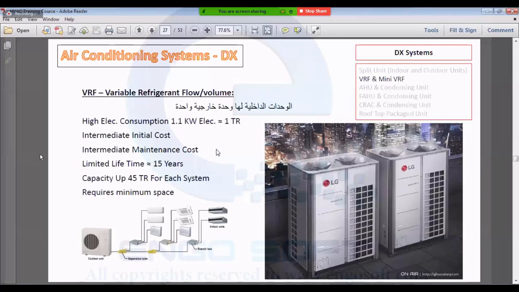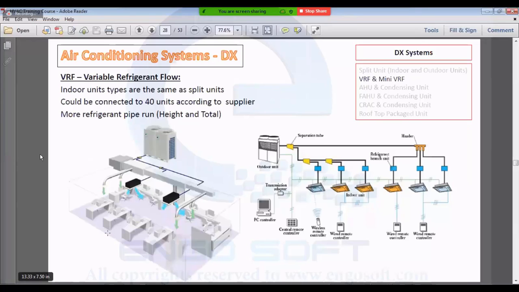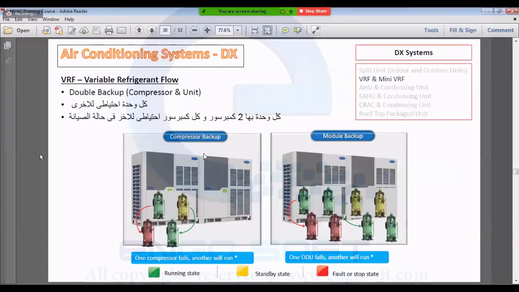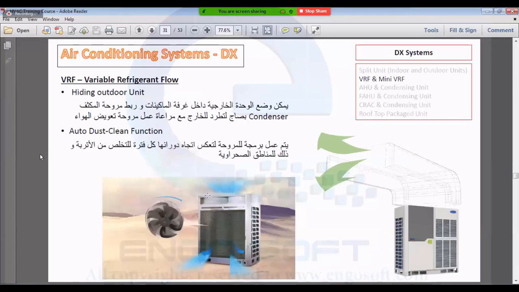Then we discussed the VRF systems. We said that this system is very efficient because it can vary the amount of flow when it is connected to several units. We can operate one of them, we can shut all of them, we can operate all of them with no problem. It has intermediate cost, intermediate lifetime, and a high capacity, and requires minimum space because it requires only one outdoor unit. It can be connected to 40 units based on the supplier. It has a different operating strategy. It has one acting compressor and one standby. If one fails, the other one would work.